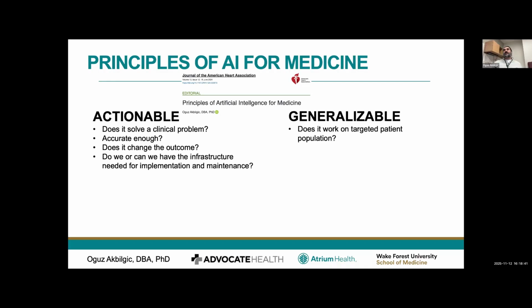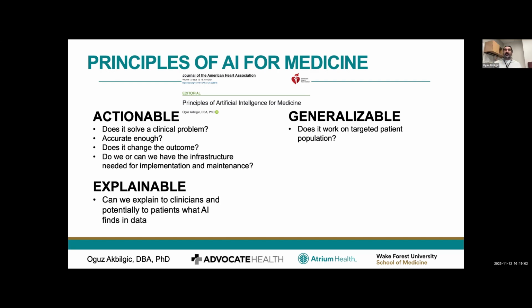The other one is generalizability. Of course, I don't want to say that any AI model should work everywhere in the world for all patient populations, but at least it should generalize to the patient population that we are interested in. There are many statistical AI ways to ensure that, like cross-validation, external validation, blinded validation, and also explainability. Can we explain this AI model to clinicians and potentially to patients, what AI finds? Because we are going to make a decision about their patient's care using this AI, we should be able to explain.